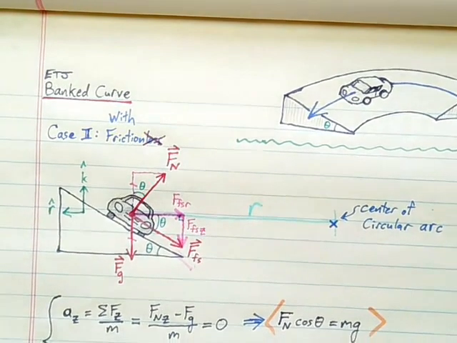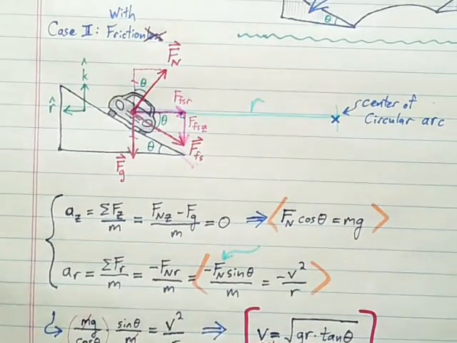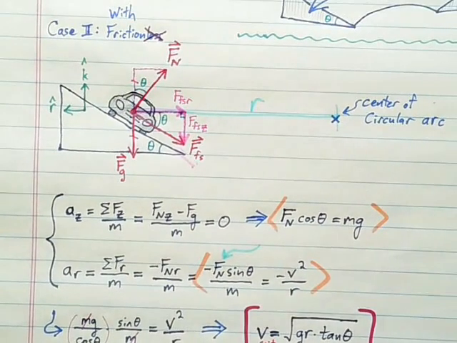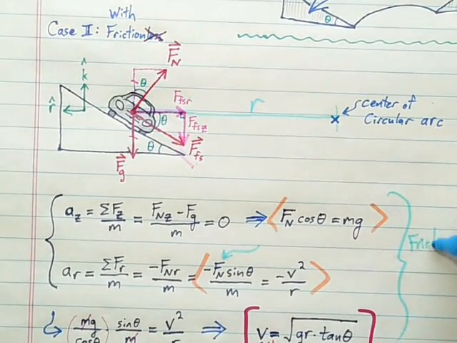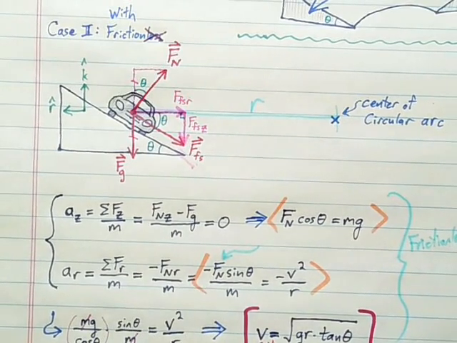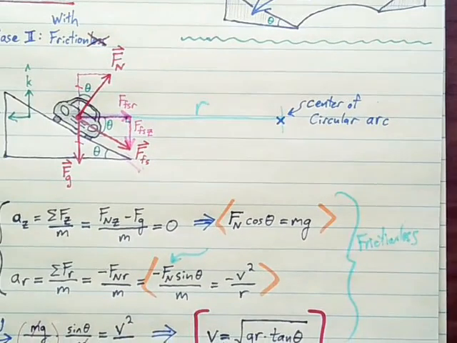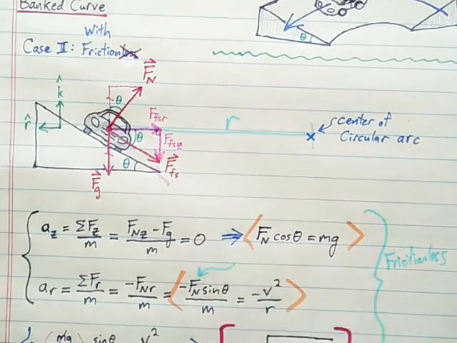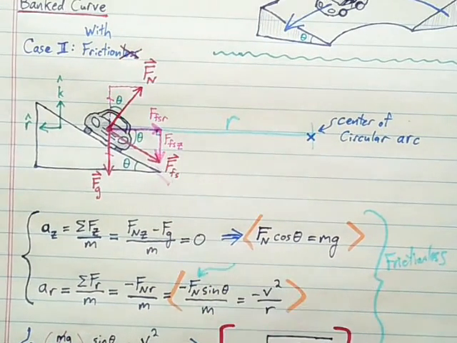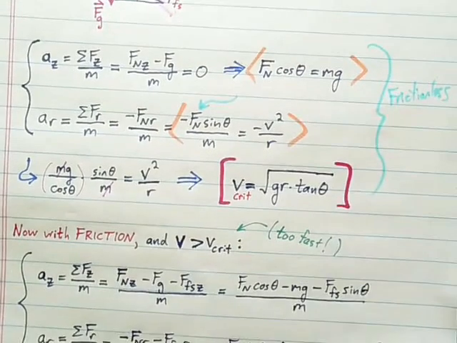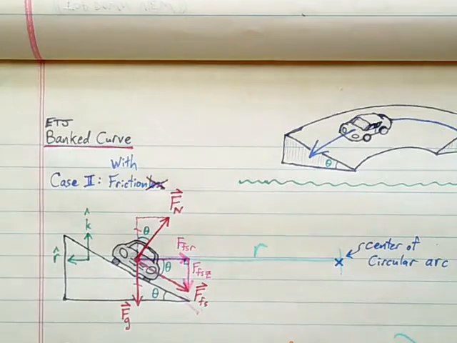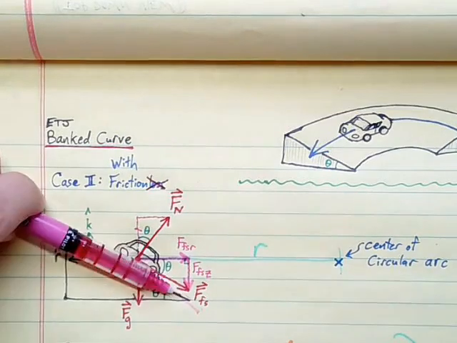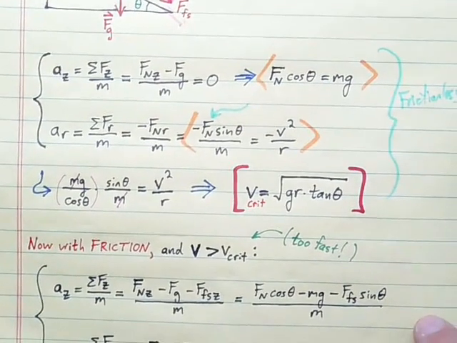So we need to modify our Newton's second law equations. These were the equations for the frictionless case. So we need to rewrite them, adding in additional terms for these two components there. Okay, so now with friction going faster than the critical speed, so friction is pointing down the ramp, trying to prevent us from sliding up the ramp. Let's rewrite Newton's second law.